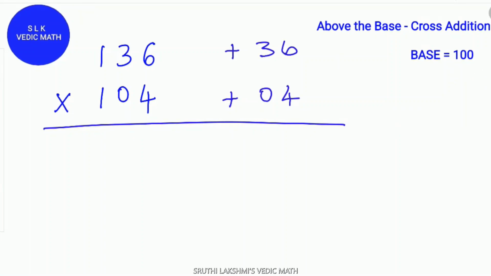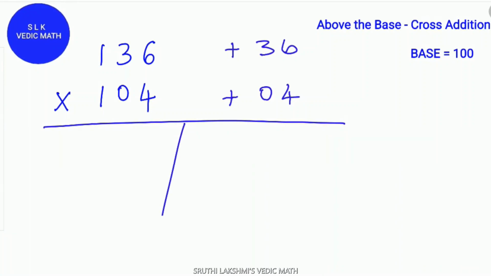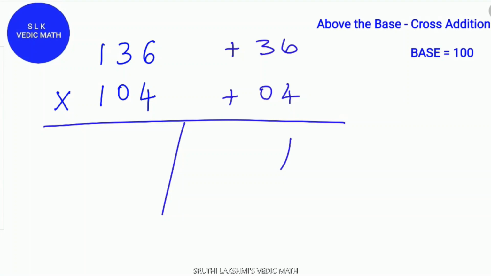We put a 0 in front of 4 because the base 100 has 2 zeros, so there are supposed to be 2 digits on the right hand side. Next, we put a slash. Next, we multiply 36 times 4. First, do 6 times 4, which is 24. We write down the 4 and carry the 2.